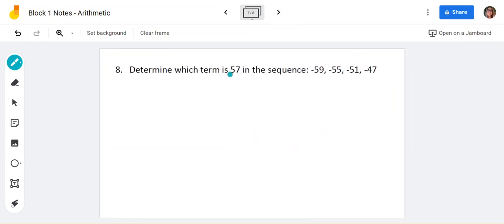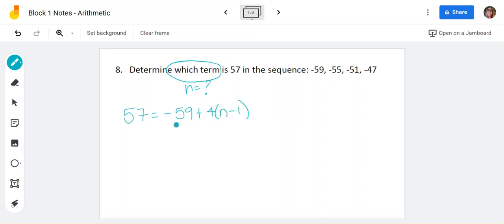Determine which term is 57 in this sequence. So when it says which term, we want to know what n equals. Okay, so we know we want to get 57. We started with negative 59. We're going up by 4.